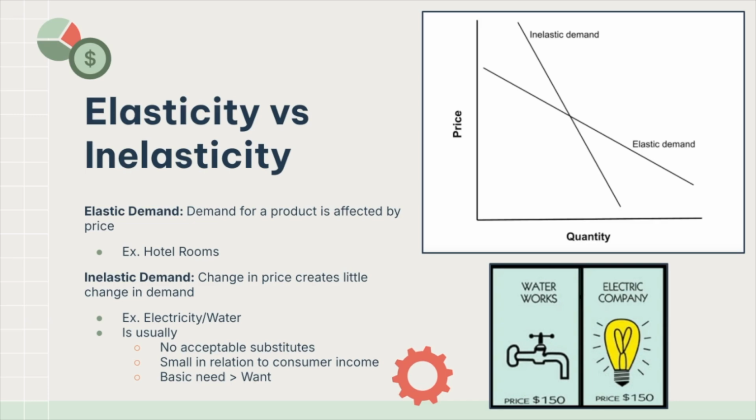And using the same logic, inelastic demand is where the change in price does not really affect the change in demand, meaning it's not easily replaceable. Basically, this means that electricity and water usually have no acceptable substitutes, are small in relation to consumers' income, and are classified as a basic need rather than a want, whereas hotel rooms, which have elastic demand, are considered a want. As you can see in the table above, inelastic demand is more steep than elastic demand, and this is for that same reason. It's less replaceable than elastic demand.